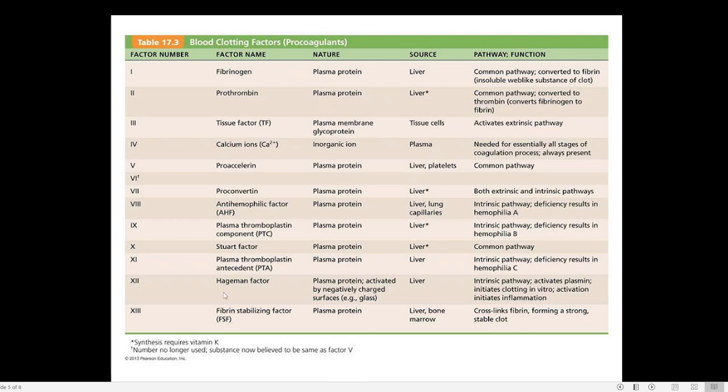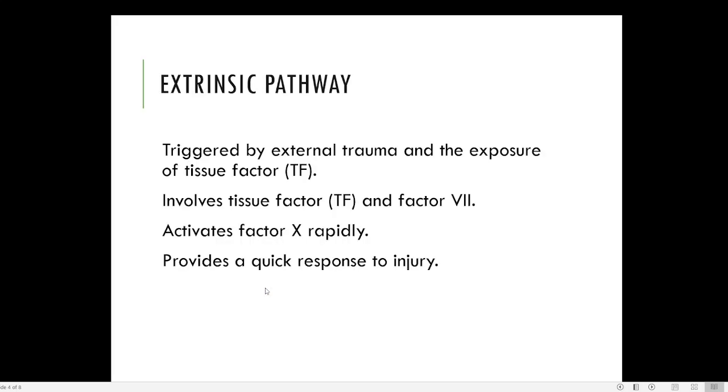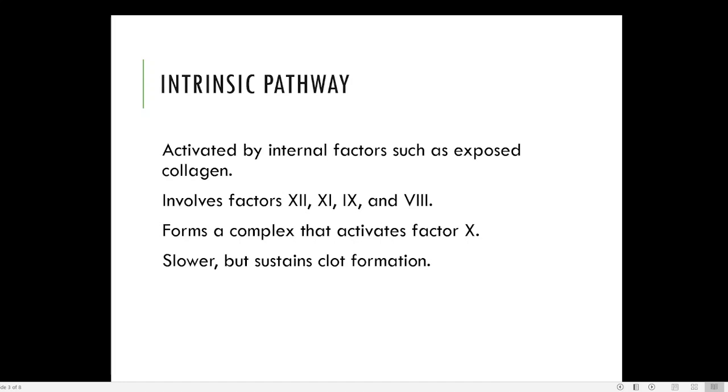One is factor 12, Hageman factor. Then factor 11, plasma thromboplastin antecedent, PTA. Then factor 9, plasma thromboplastin component, PTC. Then factor 8, anti-hemophilic factor. So these are the four factors: anti-hemophilic factor, PTC, PTA and Hageman factor. These are the main factors which are working in the intrinsic pathway.